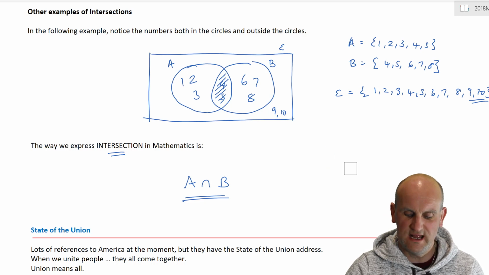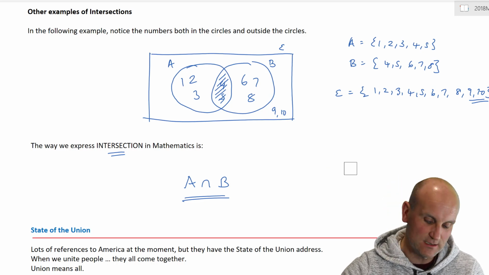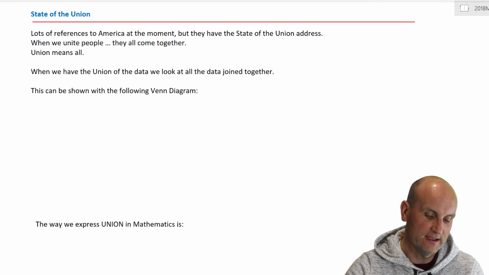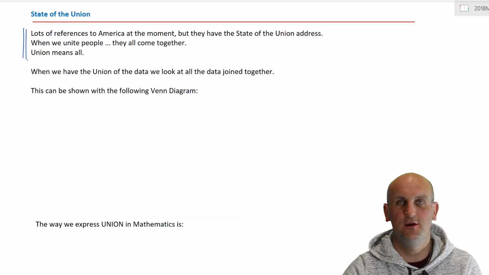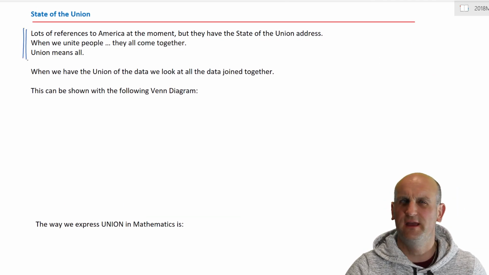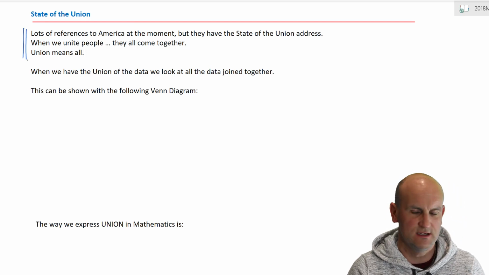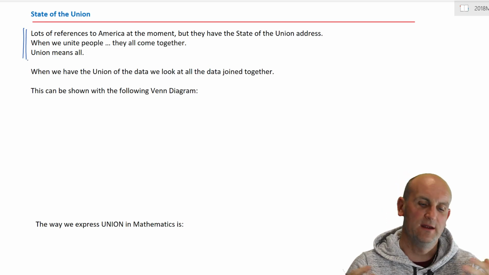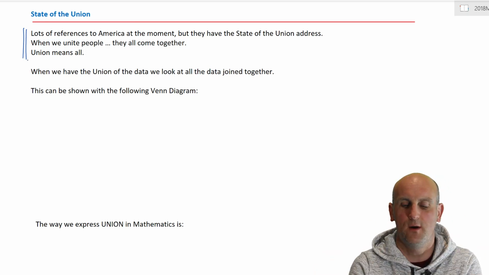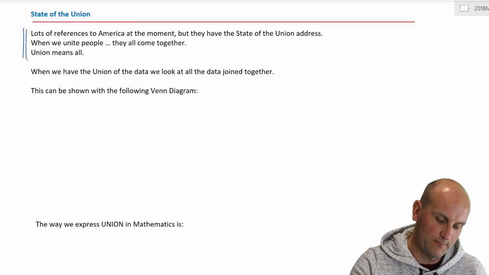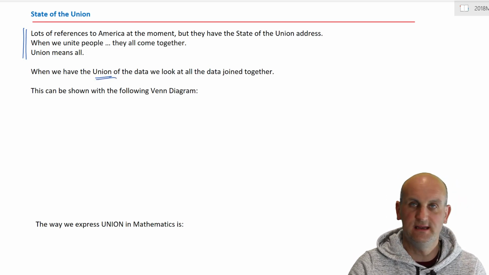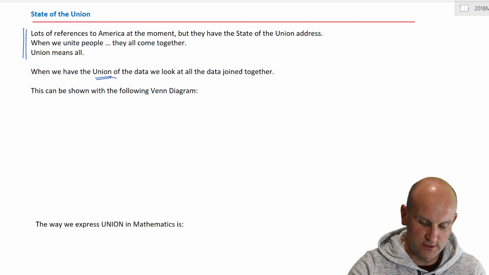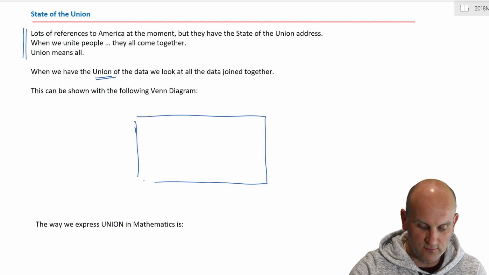So, is there anything else we need to learn? Yes, of course there is. Now, again, back to America, the State of the Union. The president goes and has a bit of a talk, and it's called the State of the Union. And when you unite people, you bring everyone together. So, ladies and gentlemen, the union of the data is when we look at all the data joined together. So, let's draw another Venn diagram.